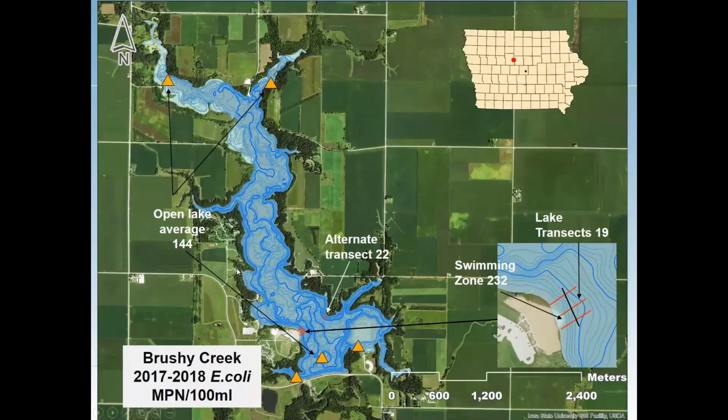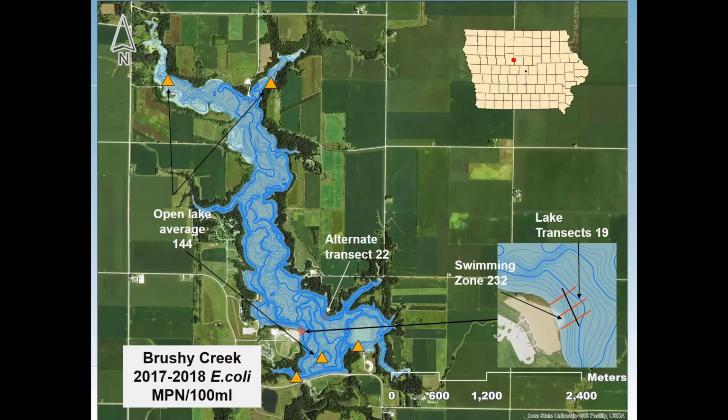So the first of the 3 lakes that we looked at for this beach-only plan was Brushy Creek Lake, which is located right south of Highway 20 in north central Iowa. Over the 2-year period that we collected data in this system, we saw that the inlet points and compliance points in the lake averaged about 144 MPN per 100 milliliters of E. coli.